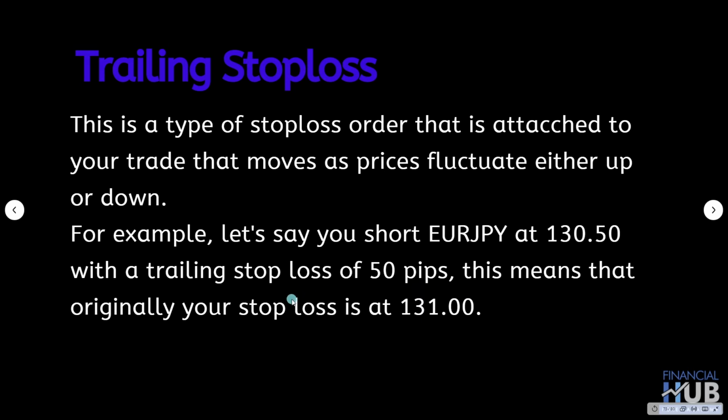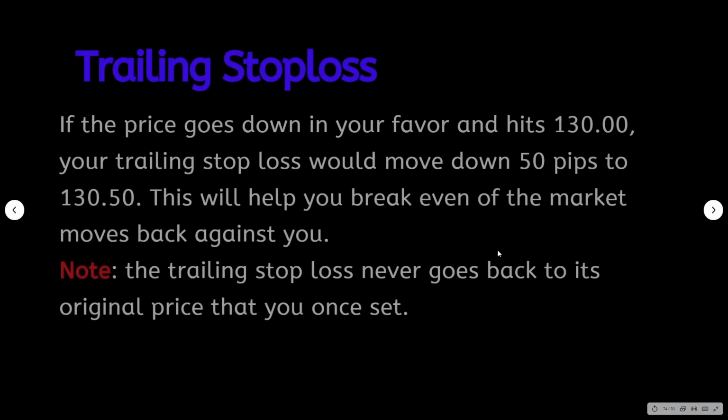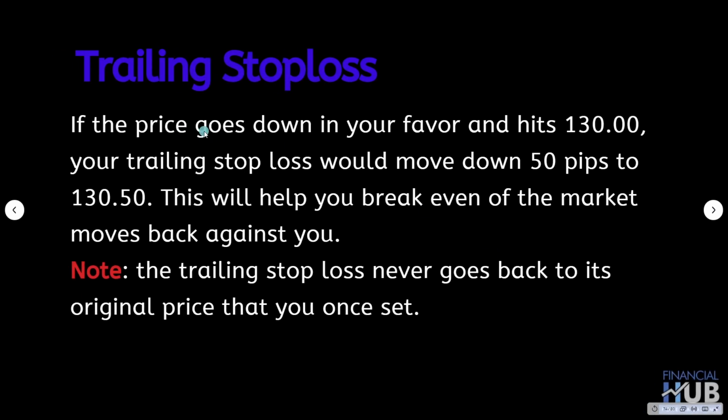This means that originally your stop loss is at 131.00, so 50 pips above this. Remember, you've entered a short position, you want it to move down, so you'll set your stop loss at a level higher than 130.50 level. If the price goes down in your favor and hits 130 level, your trailing stop loss will move down 50 pips. So it's moving together with your trade.